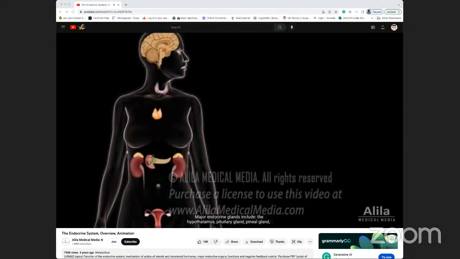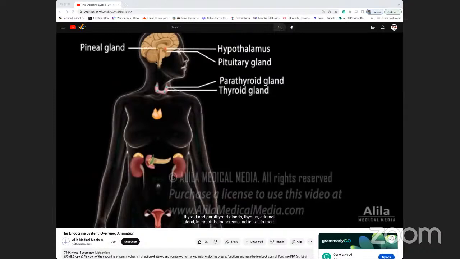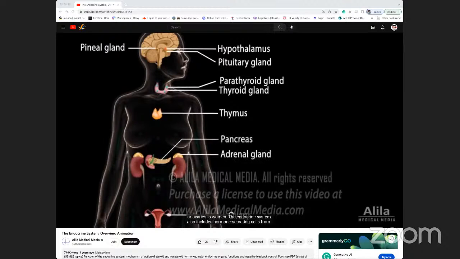Major endocrine glands include the hypothalamus, pituitary gland, pineal gland, thyroid and parathyroid glands, thymus, adrenal gland, islets of the pancreas, and testes in men or ovaries in women. The endocrine system also includes hormone-secreting cells from other organs, such as kidneys and intestines. Except for the hypothalamus and the pituitary, different endocrine glands are involved in different, more or less independent processes.